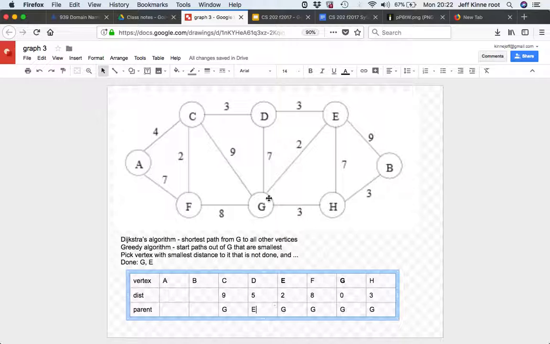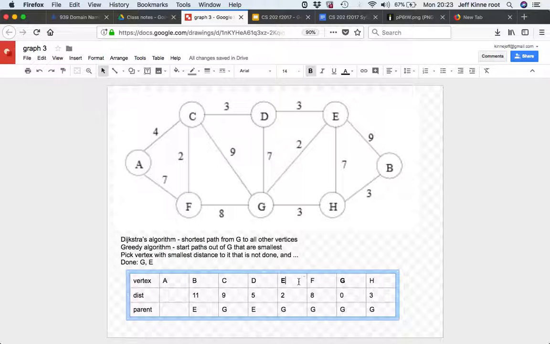Going back to G isn't going to help. I'm already done with G. Going to H, there's a distance of 7 plus the distance to E, which is 9. That's not better than what I have, so I leave that H alone. Going to B, I have the distance to E, which was 2, plus 9. 11 is better than infinity, so we put that in there, and then that's it. E is done.